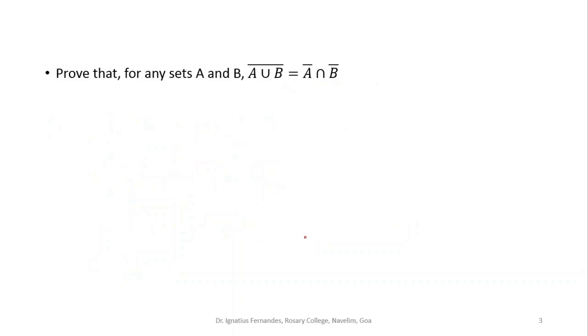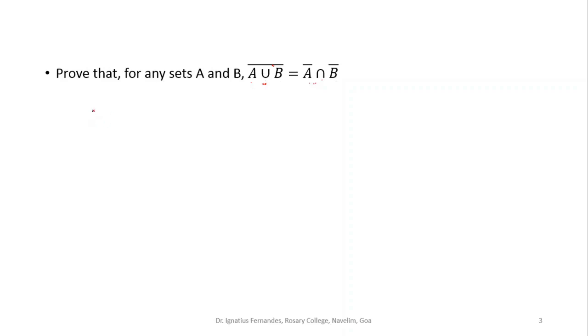Let us go to De Morgan's law, which we proved in the previous module using the Venn diagram. Now suppose I want to go by definition. The same way, I'll have to show that this is a subset of this and this is a subset of this, or show that every x which is in this set, that is A union B complement, is there in A complement intersection B complement as well.